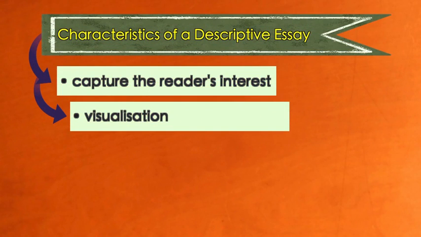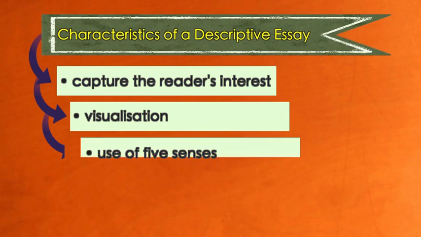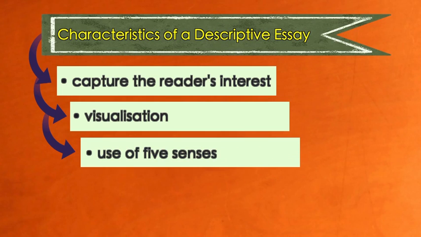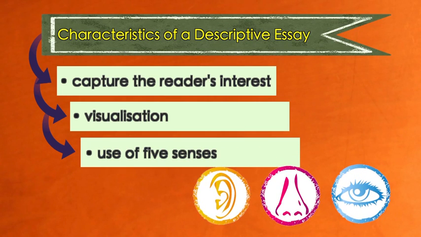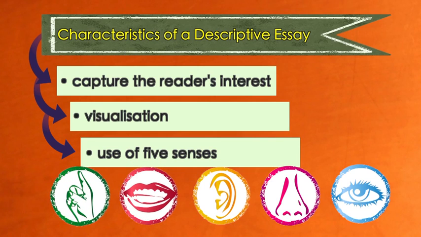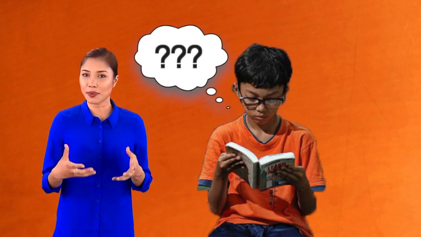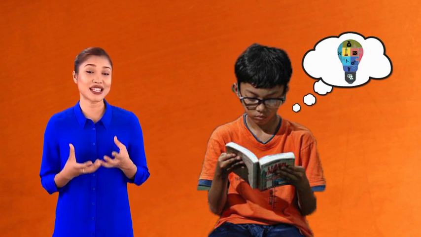A descriptive essay is also characterized by the use of the 5 senses. The sense of sight, smell, hearing, taste and touch are used to describe what the writer wants the reader to experience. So it is important to think of words that can evoke the senses from the reader. An effective use of words and phrases can help the reader experience what the writer is trying to say.